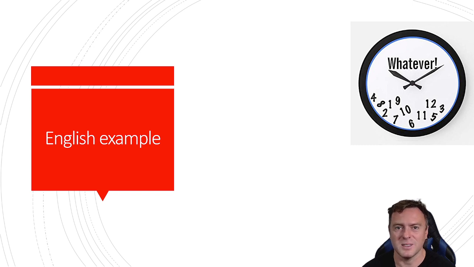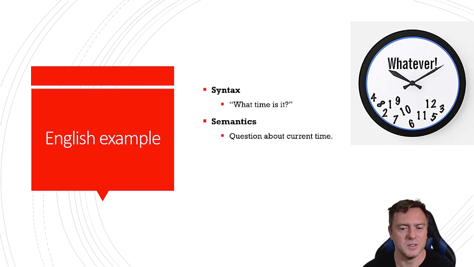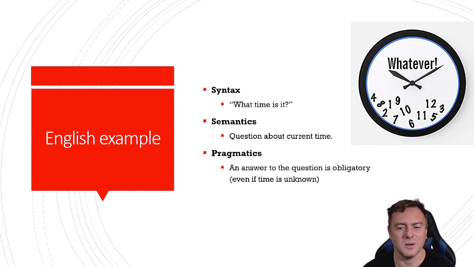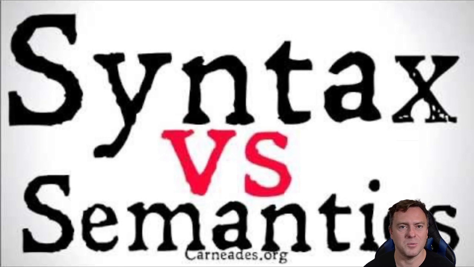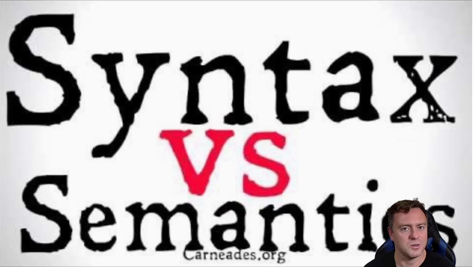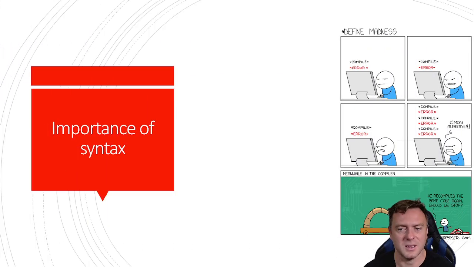So another English example, if we do the syntax: what time is it? So that's the start. The semantics: a question about the current time. So there's a bit more of the meaning, why we're doing this. And then the pragmatics: an answer to the question is obligatory, even if the time is unknown. So that gives a bit more of the context of why we're doing it. There's a good video there. I'll put the link down below that shows the difference between syntax and semantics.